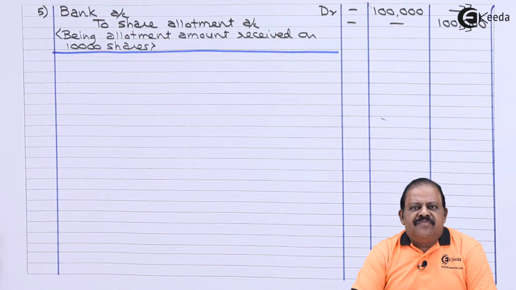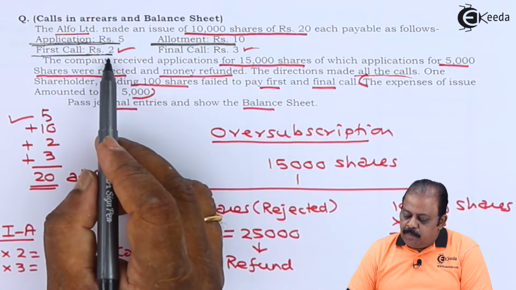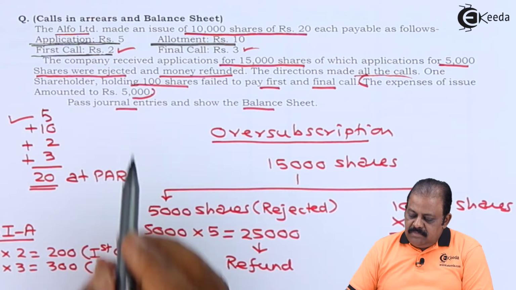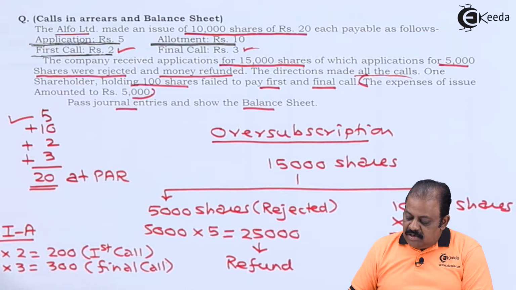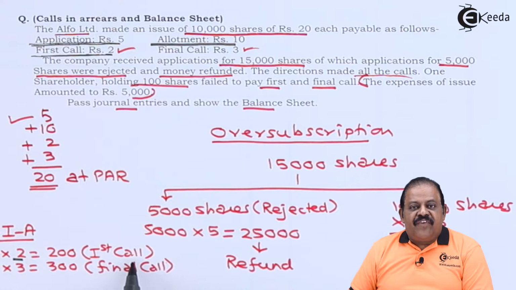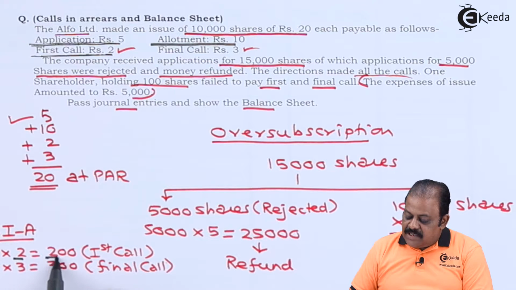Company has demanded first call amount and all shareholders have paid the amount except one shareholder. Let us record entry for demanding first call amount. First call amount is rupees 2 per share, and there is default by shareholder holding 100 shares. On 100 shares 2 rupees not paid, so at the time of first call, calls in arrears are rupees 200.